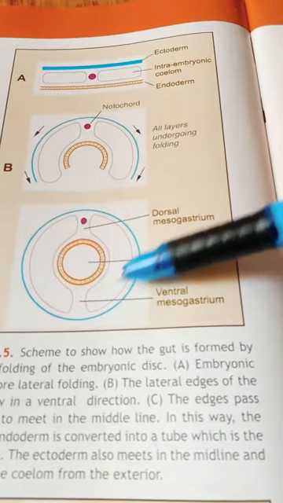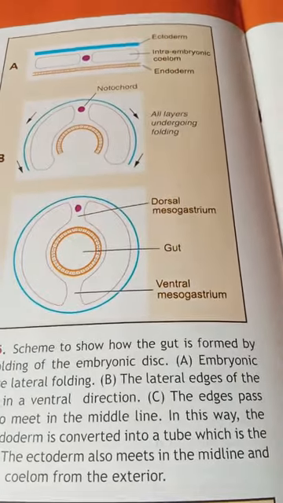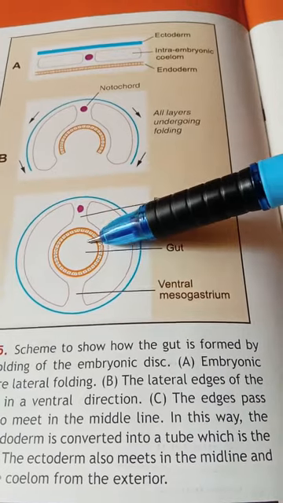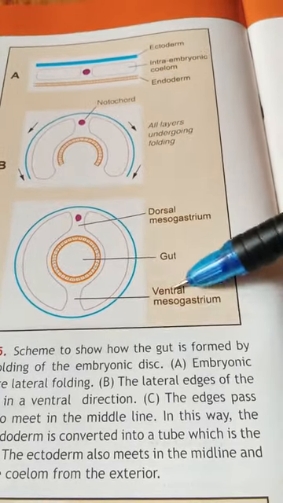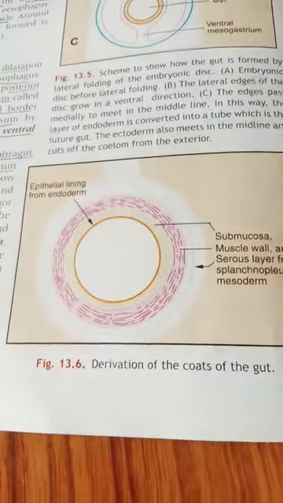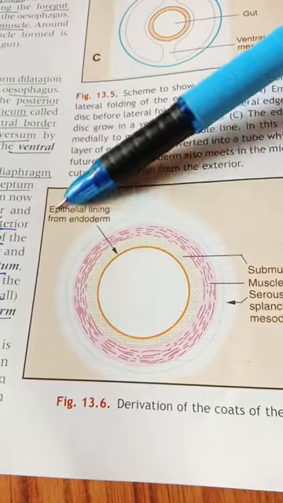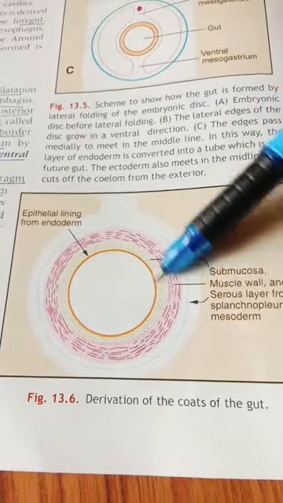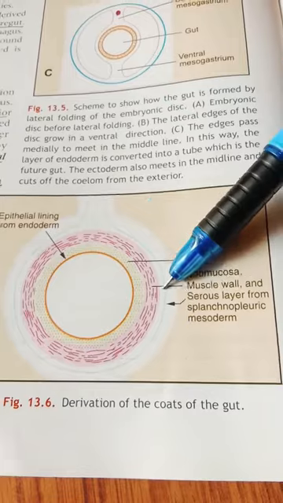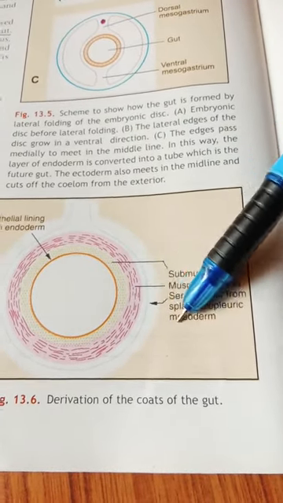You can see this ring, and a dorsal mesogastrium, ventral mesogastrium. So the gut has anteriorly the ventral mesogastrium, and posteriorly it has the dorsal mesogastrium. And we know all the layers from our histology, which we already did in detail: the epithelial lining from endoderm, the submucosa layer, and also the muscle wall and serous layer from splanchnopleuric mesoderm.